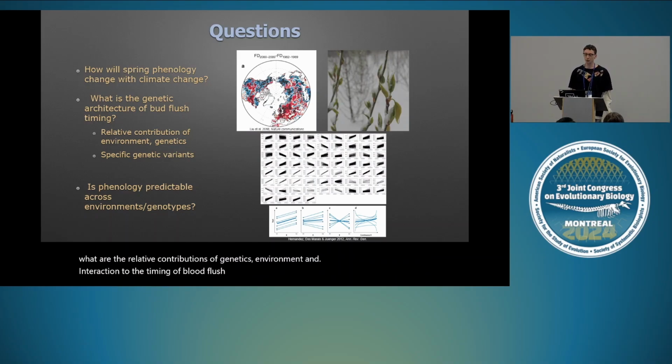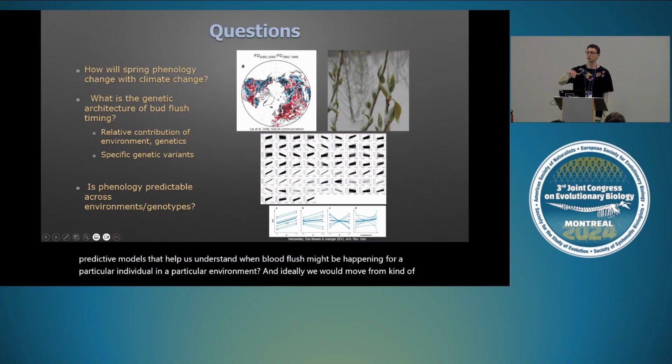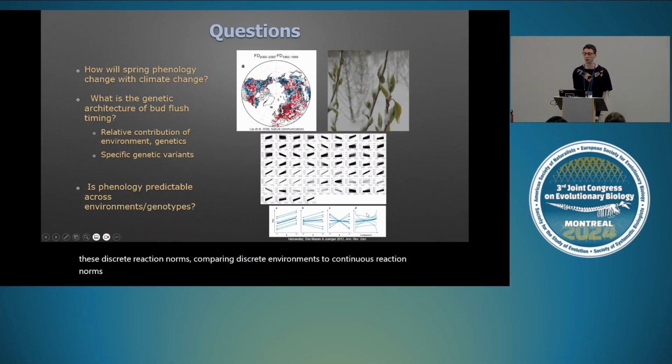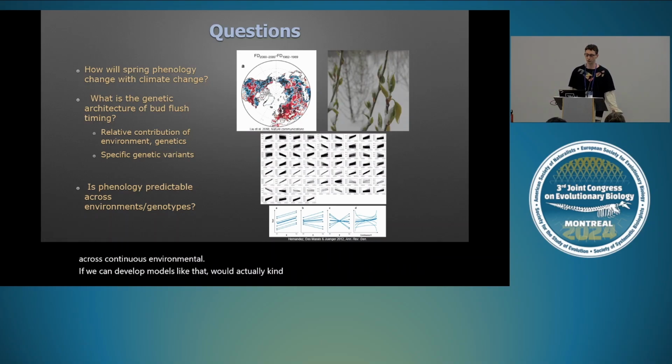Finally, I'm wondering, if we can observe enough genotypes in enough environments, can we predict bud flush? Can we build predictive models that help us understand when bud flush might be happening for a particular individual in a particular environment? And ideally, we would move from these discrete reaction norms comparing discrete environments to continuous reaction norms across continuous environmental space. If we can develop models like that, that would actually help me answer that first question I've posed here.